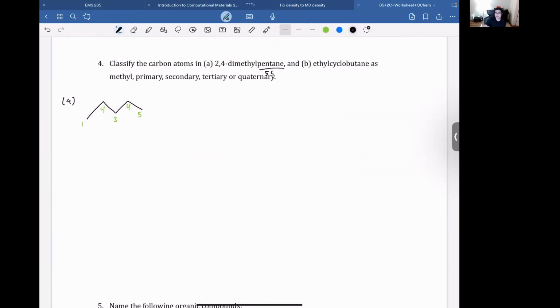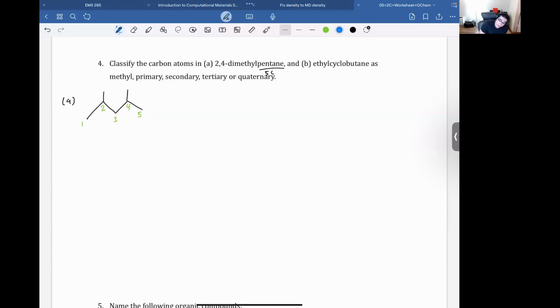Now it says I have methyl groups on the 2 and 4 positions. So 2,4-dimethyl. So I draw my 2 methyl groups like that. I don't know why I drew a 4. That's a 2. And then I can go ahead and label these as methyl, primary, secondary, tertiary, quaternary.